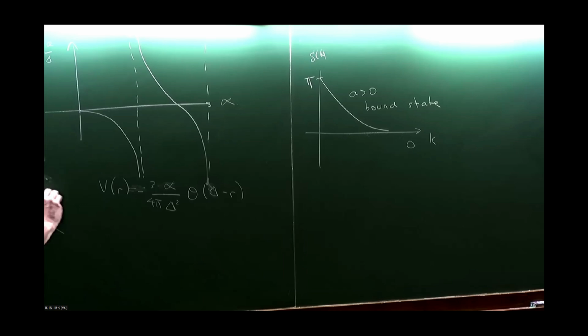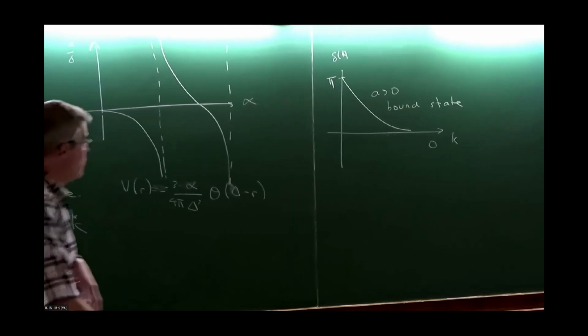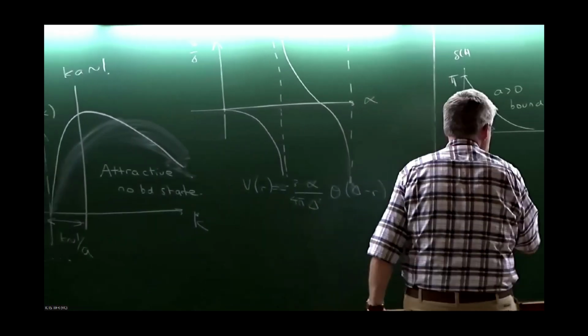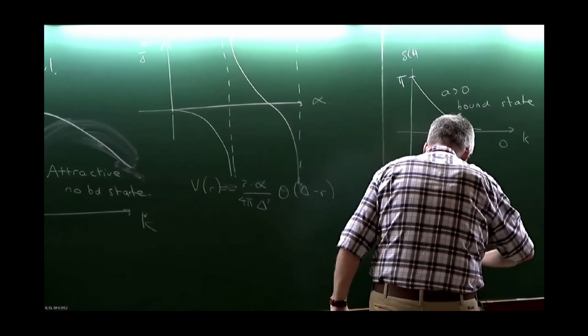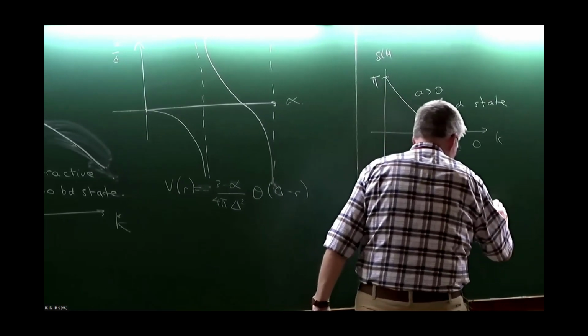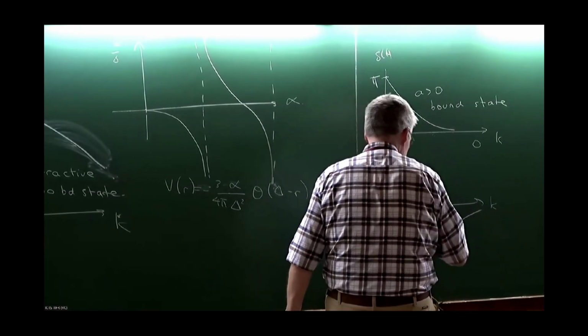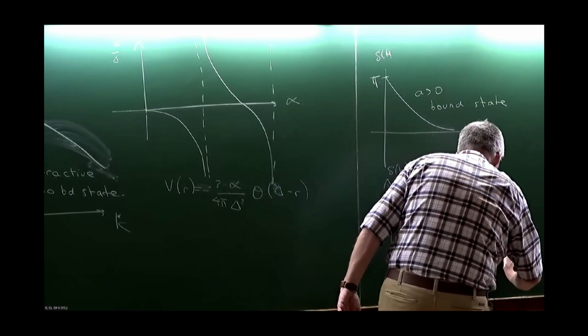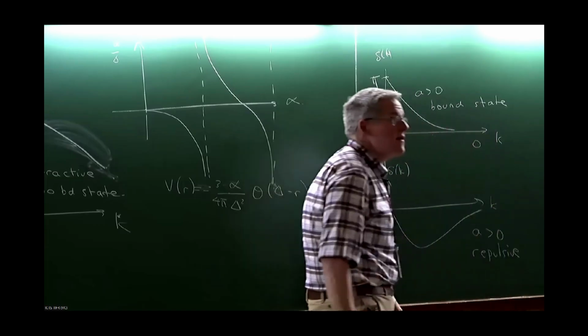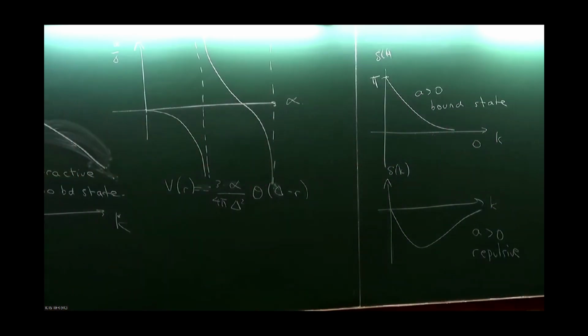And then the other graph, which I haven't drawn, would be something like this, where this is repulsive. So these are sort of the 3 cases that you want to think about when you're thinking about what phase shifts do at low energy.